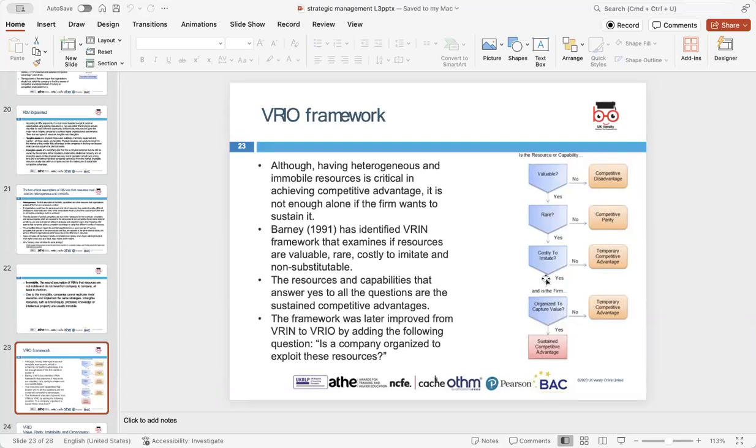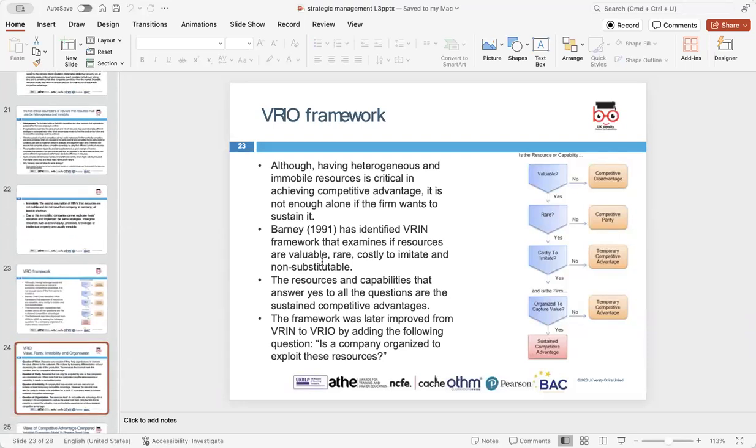Organization: the firm must be organized to exploit these resources effectively. Resources and capabilities that meet all these criteria are deemed to provide sustained competitive advantage. They allow firms to outperform rivals by leveraging unique and difficult-to-replicate resources while being structured to maximize their benefits.